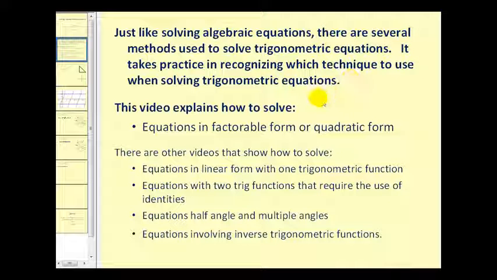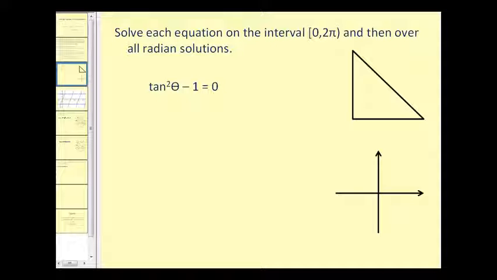Again, in this video we'll talk about how to solve factorable equations in quadratic form, and I have other videos that discuss how to solve these other types of trig equations. So we want to solve each equation on the interval from 0 to 2 pi, including 0 and not including 2 pi, and then over all radian solutions.